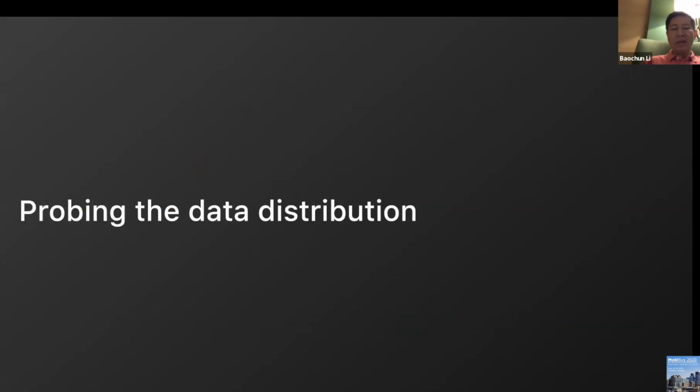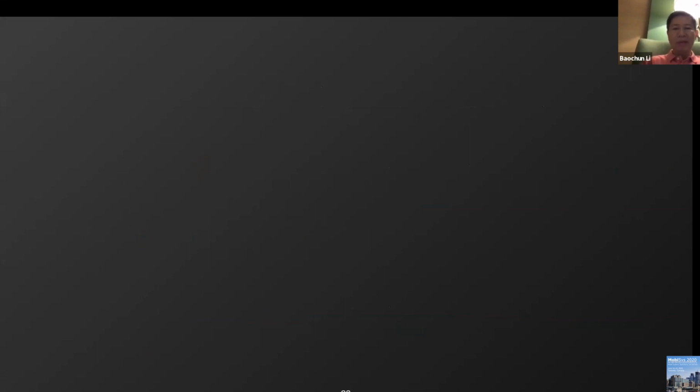So here's an example of probing the data distribution. Let's say we have 100 devices, and each one of them has 600 samples, say from the MNIST data that we have previously shown.